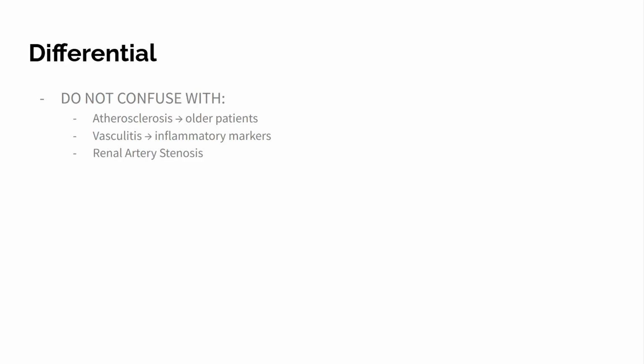Some of the things that NBME likes to use to confuse you with FMD are other causes of renal artery stenosis, such as atherosclerosis. But you just gotta know that atherosclerosis usually affects older patients, and it involves the proximal renal artery. Whereas you also have vasculitis, but then you're going to have the inflammatory lab abnormalities. And like I mentioned in slide two, the beginning slide, FMD is non-atherosclerotic and non-inflammatory, and it's in younger patients.